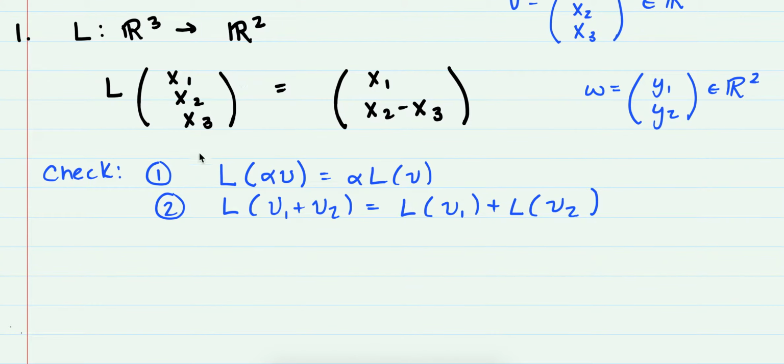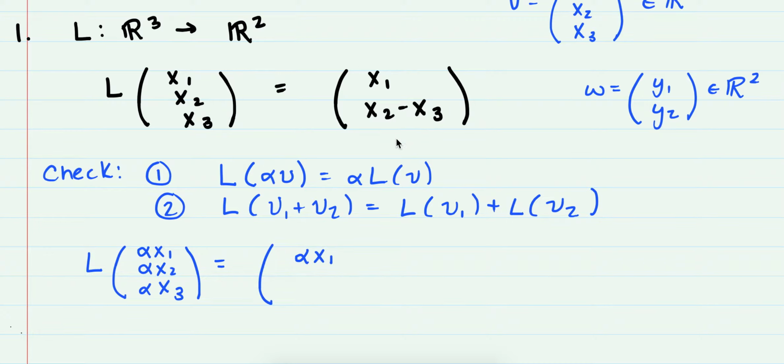Let's start with the first one. So I'm going to apply alpha to a vector. So let's let our vector be this x1, x2, x3. So L of alpha x1, alpha x2, alpha x3 is equal to, well, we're just going to follow the rule. The rule says we take this part and place it here. So we have alpha x1. And then we take the second part and subtract the third. So we have alpha x2 minus alpha x3.